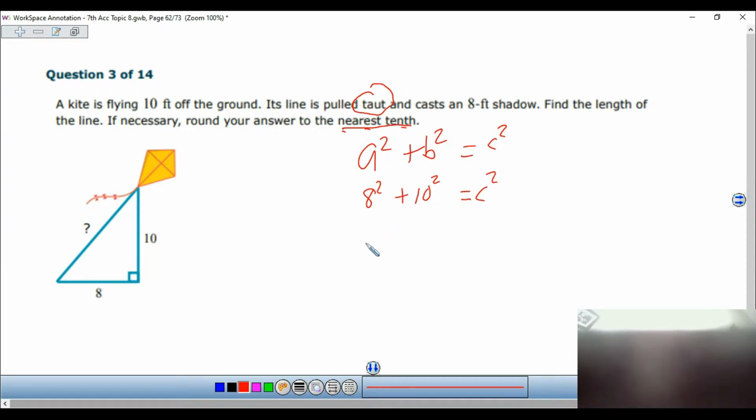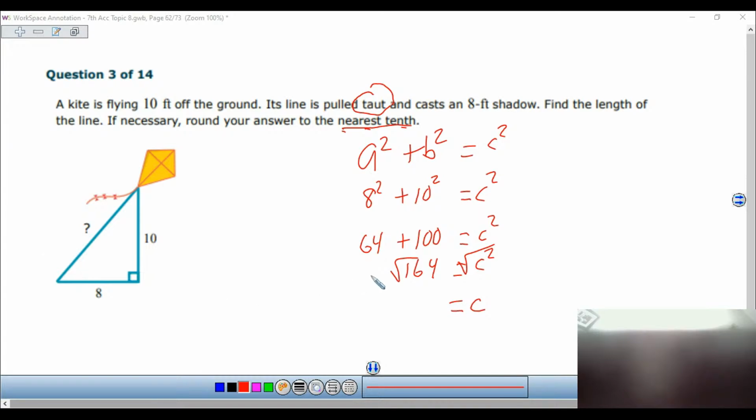So I know that 8 squared is 64. I know that 10 squared is 100. And then we got c squared. If I add those together, I get 164, which equals c squared. And then when I square root, I end up with c. And then on my calculator, I go 164 and square root it.